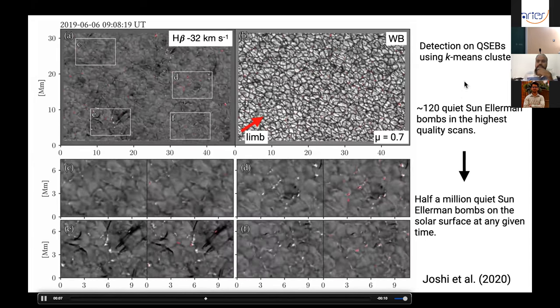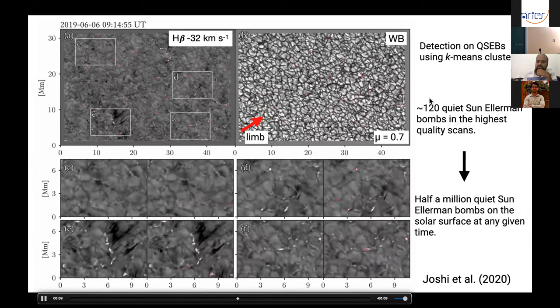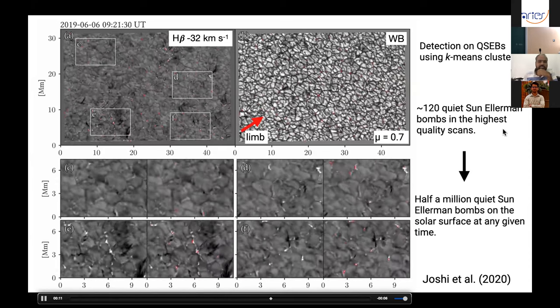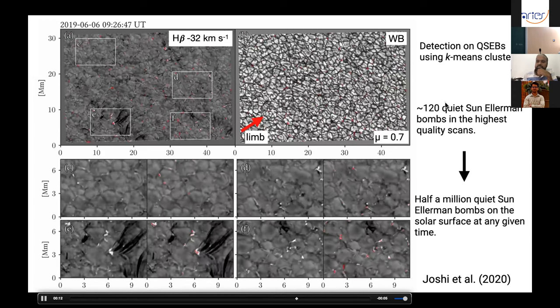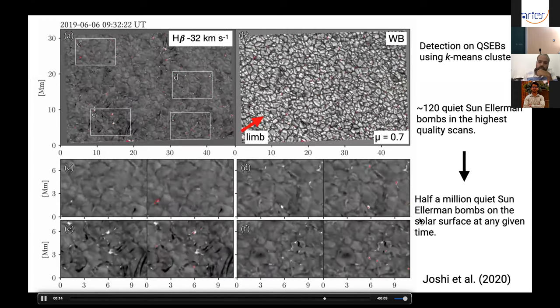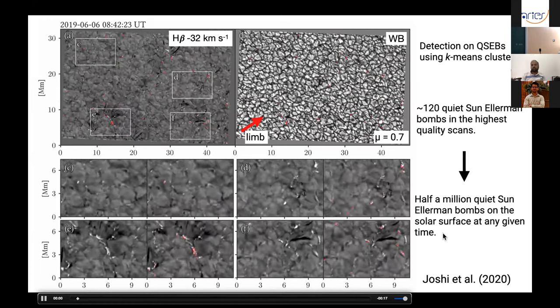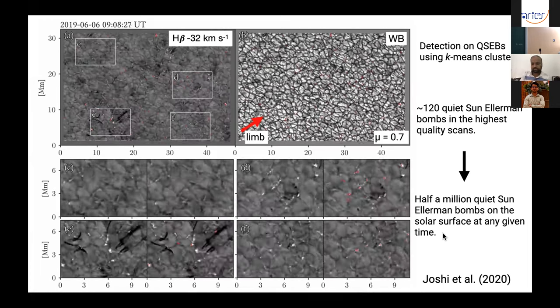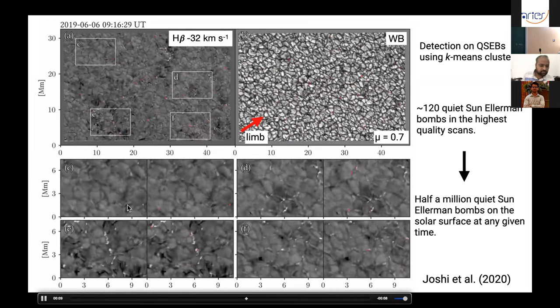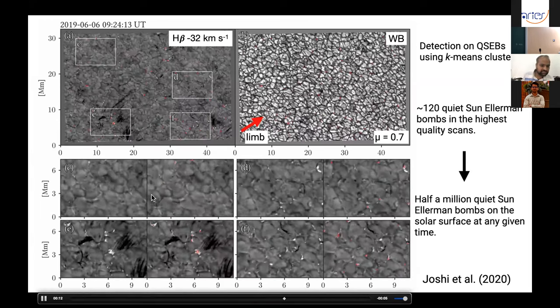So if we extrapolate this to the whole solar surface, our field of view is 40 by 60 arcsecond. If we extrapolate these 120 quiet-Sun Ellerman bombs to the whole surface, this extrapolation suggests that there could be about 500,000 quiet-Sun Ellerman bombs on the surface. Because these events are so tiny, you can't see the details of these events.